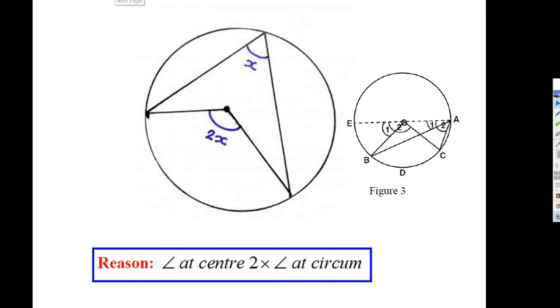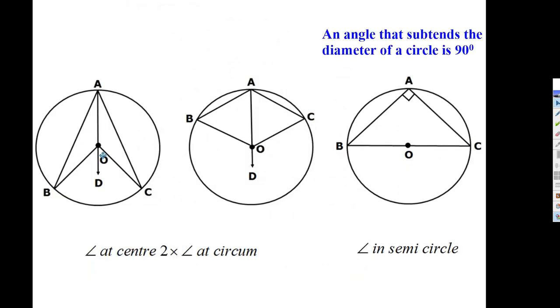There's some other applications too of it. Let's just take a look here. Here's an angle at the center, BOC. It's 2 times the angle here. If this is 30, that's 60. If that's 40, that's 80. If it's 50 degrees, the angle at the center is 100 degrees.